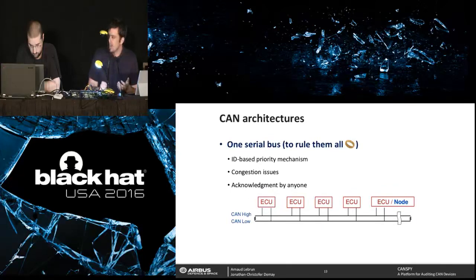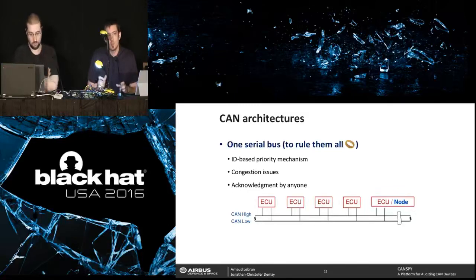the other. As you can imagine, you can have big congestion issues if every ECU tries to send packets at the same time. Only the one sending a packet with an ID with high priority will be sent. And so low priority ID ECUs will never talk, in fact. And another last point about CAN is about the acknowledge.